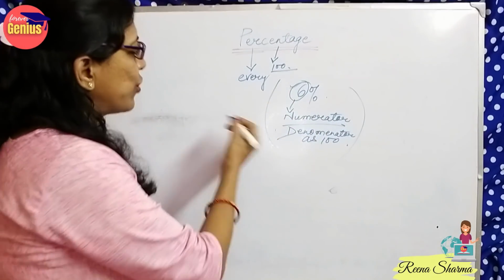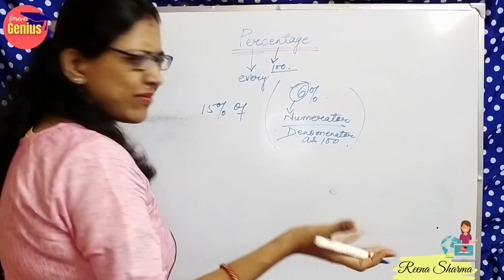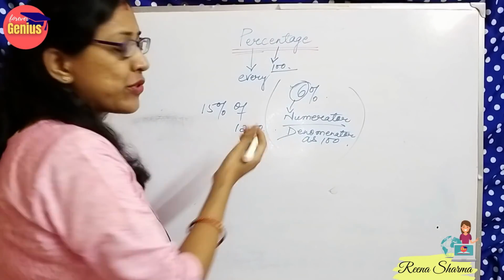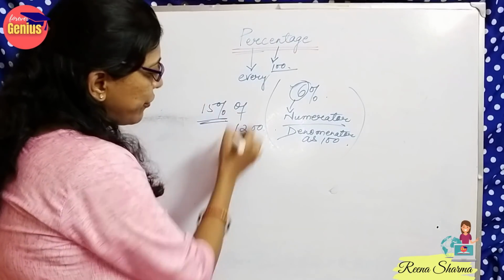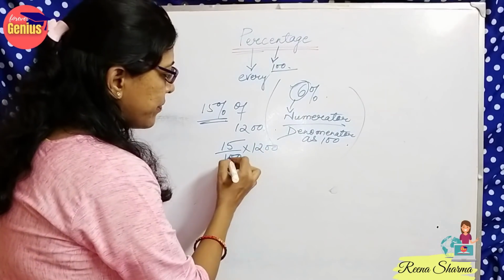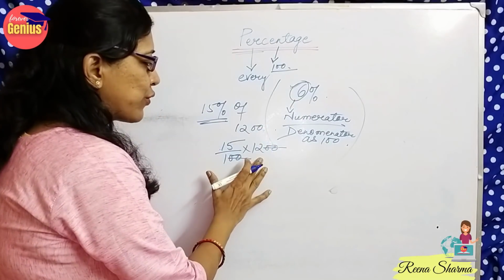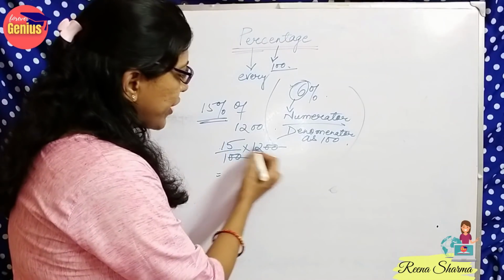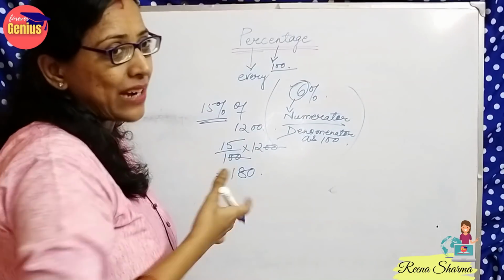Suppose if I say I want to calculate 15% of any figure, suppose I take 1200. So how to do? It will be 15 converted into fraction by 100 into 1200. Zeros cut. Just multiply 15 into 12 and you will get the answer. So this is equals to 15 into 12 is equals to 180. So this is the way we calculate.